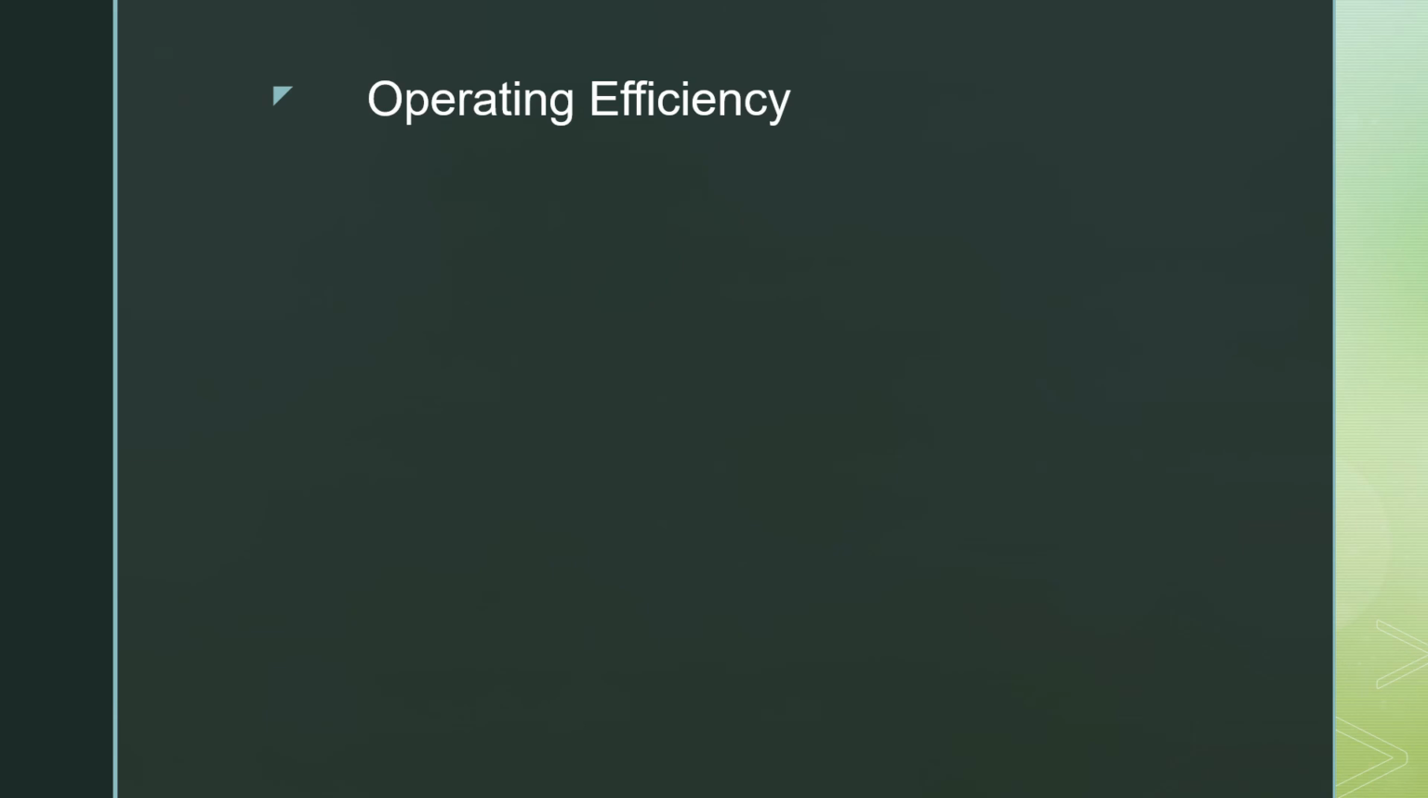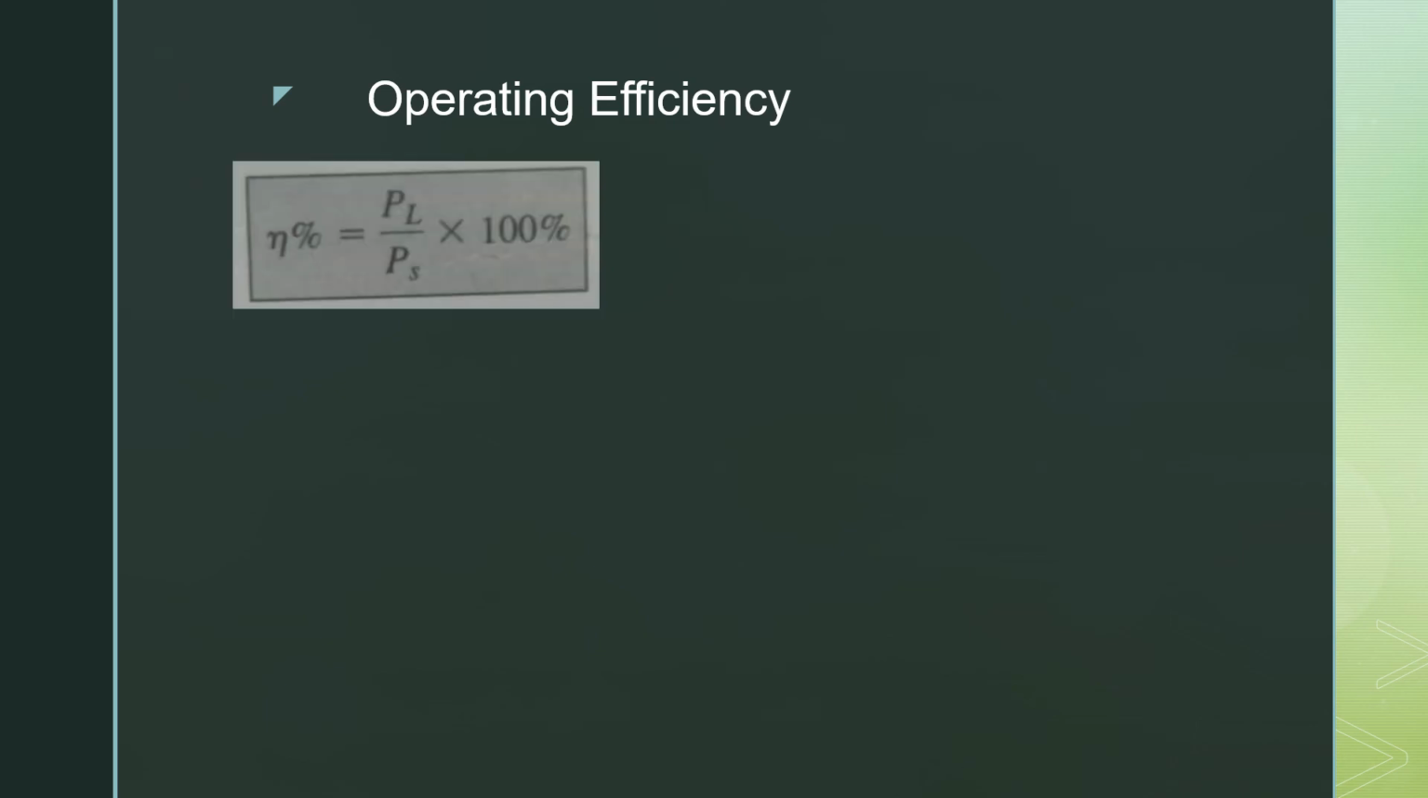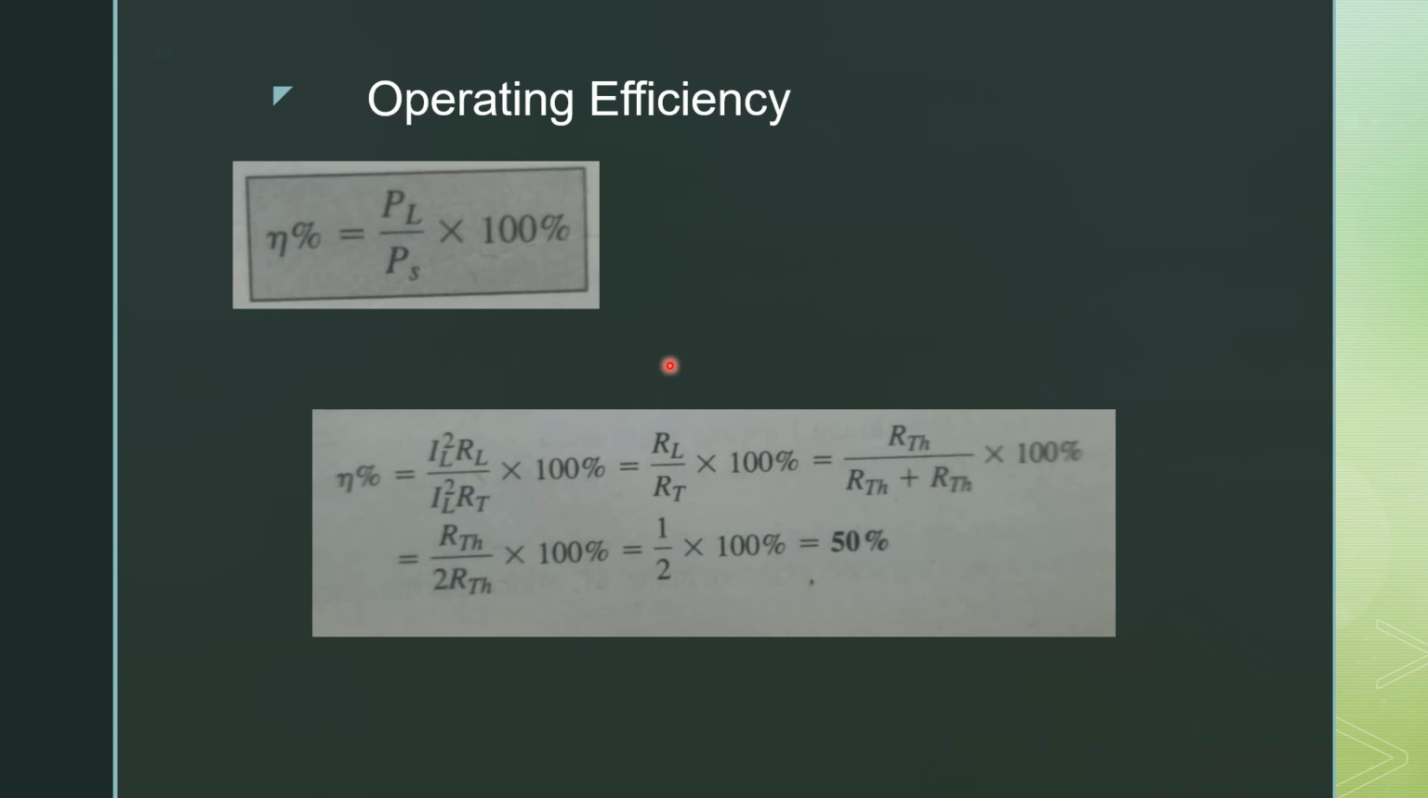The operating efficiency is defined as the ratio of the power delivered to the load, PL, to the power delivered by the source. So percentage efficiency is equal to PL, the power delivered to the load, divided by the power delivered by the source, into 100. When R Thevenin is equal to RL, the efficiency is equal to IL squared times RL divided by IL squared times RT, into 100, which is RL divided by RT, because IL squared cancels out. We get R Thevenin divided by R Thevenin plus R Thevenin.